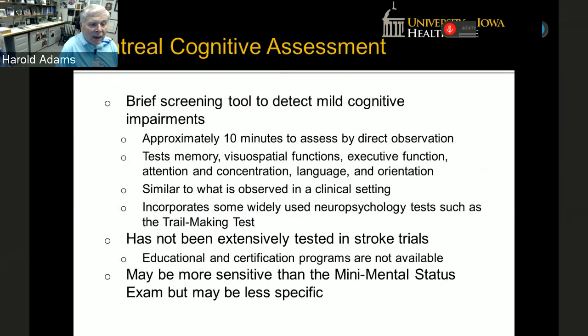Another scale is the Montreal Cognitive Assessment, obviously looking to detect mild cognitive impairments. This takes approximately 10 minutes by direct observation. You cannot do this over the phone, and it tests a variety of higher cognitive functions. You can do this in an outpatient clinic. Now, we've not used this in stroke trials, but I think there is a real place for this. And this may be more sensitive than the mini mental status exam, but may be less specific.